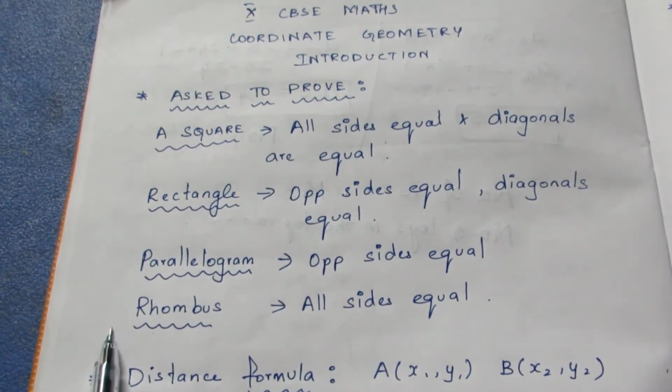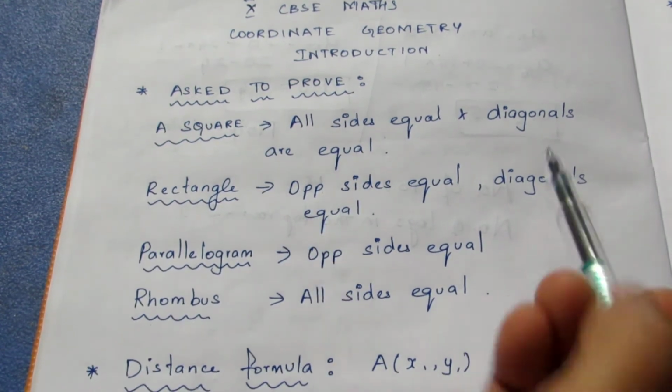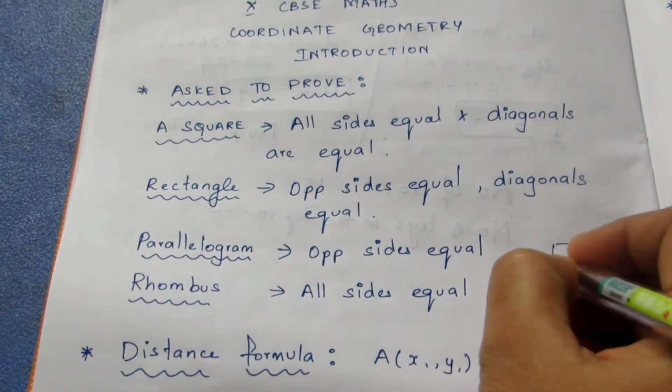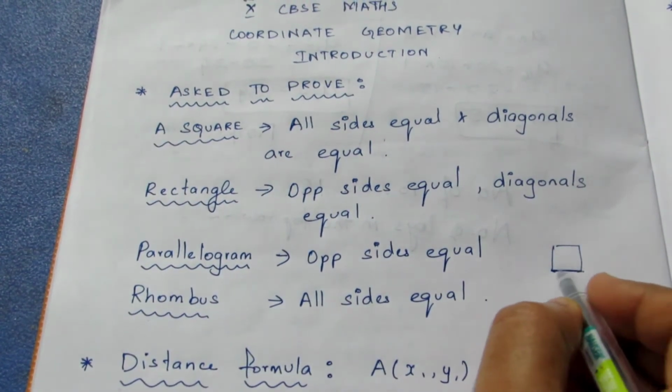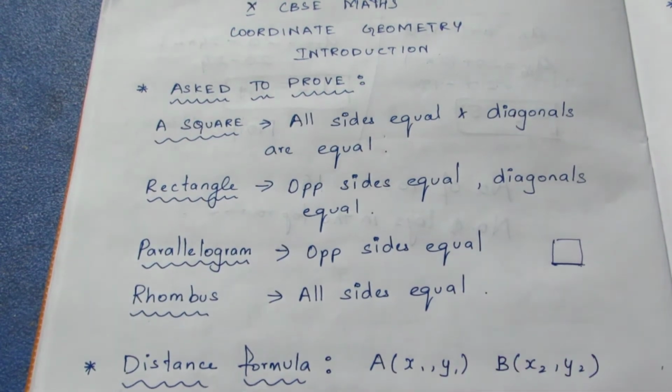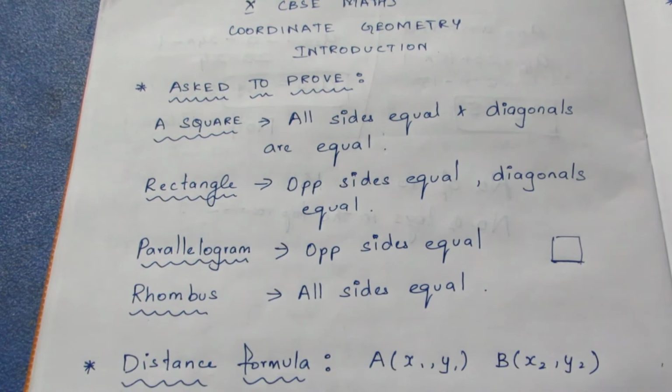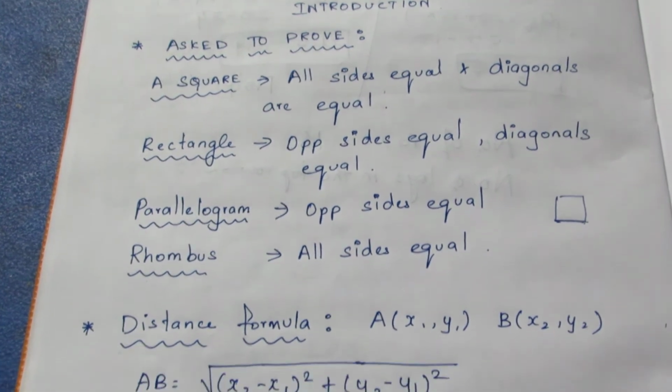As I said before, for all this, we need to find the distance. Distance is nothing but the length of the line. So the length of the sides is nothing but the distance from here to here, which is the distance formula. In this case, if vertices are given, we need to find the distance. Next, I have given the distance formula.